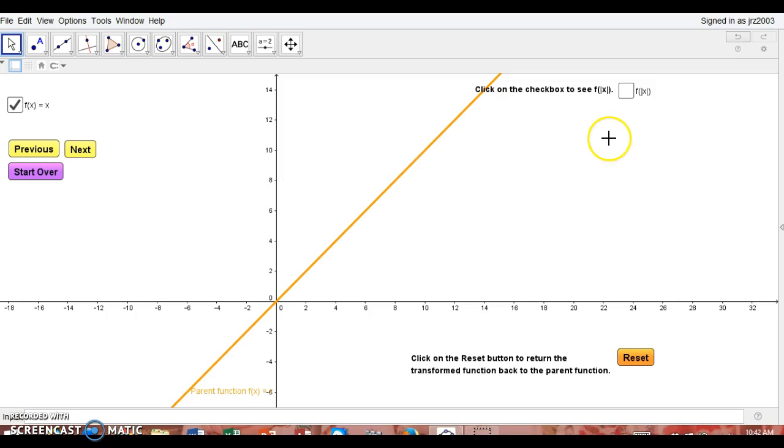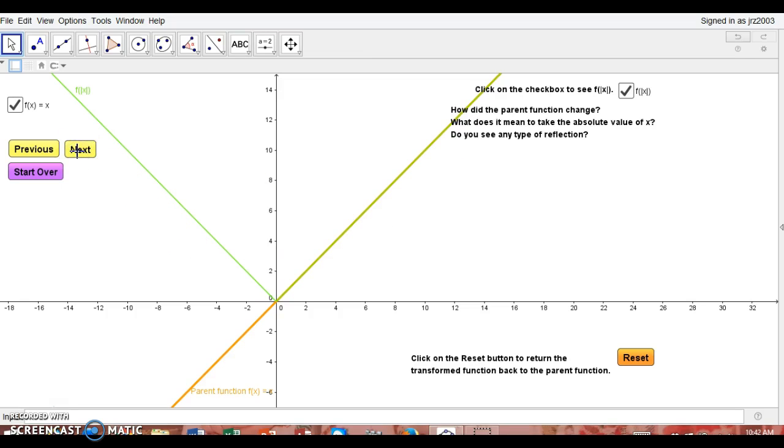If we're taking the absolute value of x and plugging that in, what does that look like? So they can see the parent function on here the whole time, and then they can compare that to the transformation. How did the parent function change? Well, they can see that this part to the right of the y-axis, it didn't change because that's where x is already positive. So if we plug in an x and take its absolute value, nothing's going to change.